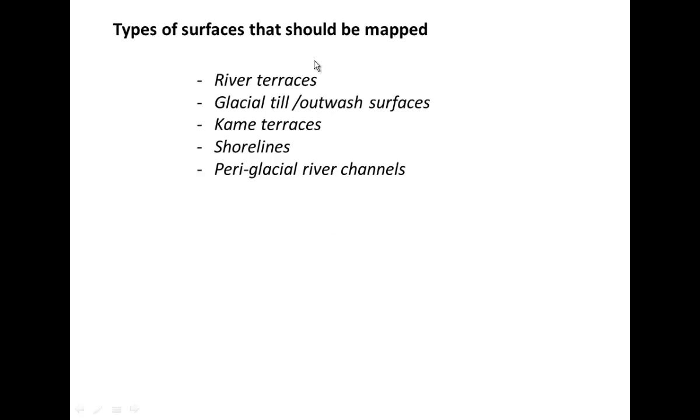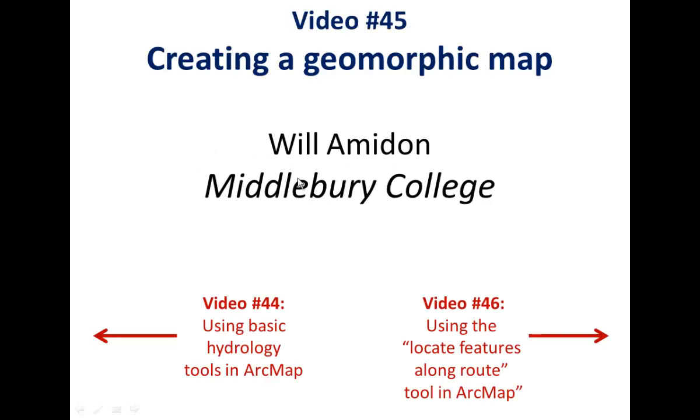So thanks for listening. In summary, we've looked at 5 different surface types that could be mapped in this activity: river terraces or straths, glacial till or outwash surfaces, kame terraces, shorelines, and paraglacial river channels. Join us for our next video, where I'll show you how to use the Locate Features Along Route tool to actually go ahead and extract the locations of these terraces. Thanks for listening.